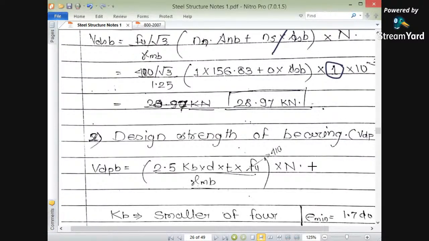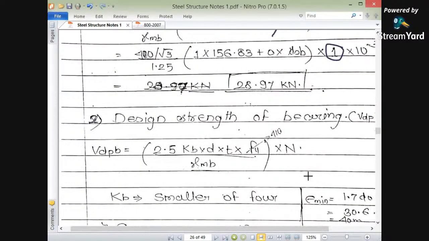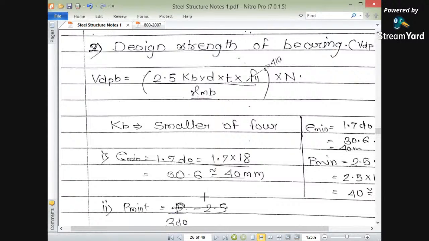Design strength of bearing. Again, for the bearing formula, it has been given on page number 75: 2.5 kb d t fu. Fu has been mentioned in the question, that is 410. Gamma mb has again been mentioned in the table. N shear planes, again this value we have taken as 1. Why have we taken 1? Because single shear has been taken. In a butt joint with double cover, we have to take double shear, but in a lap joint or single cover, we have to take the value of n as 1.